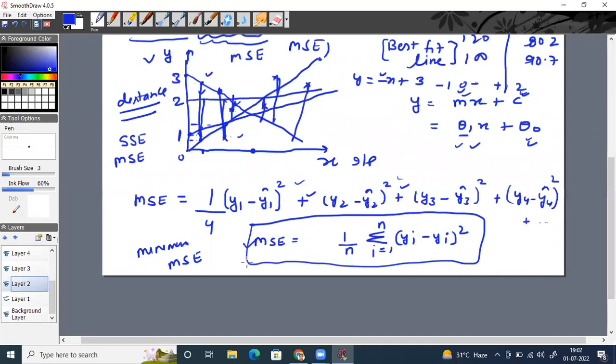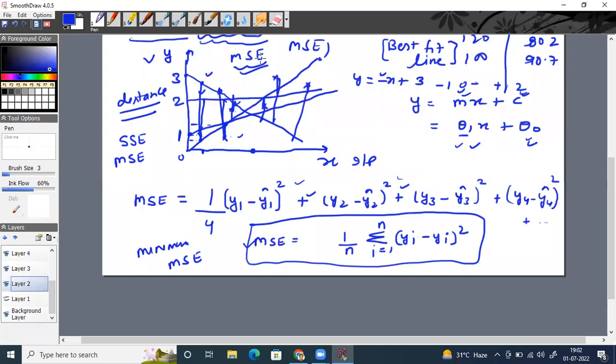So there can be one line which will have the minimum MSE, right or wrong, everyone? Certainly there will be a line with the minimum MSE, which is closest to your points, giving you minimum distance from your actual points. That line you have to find out.